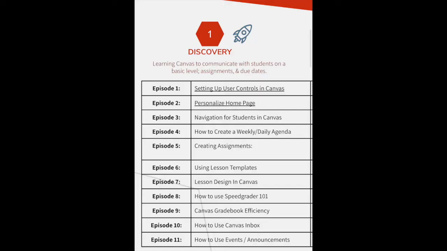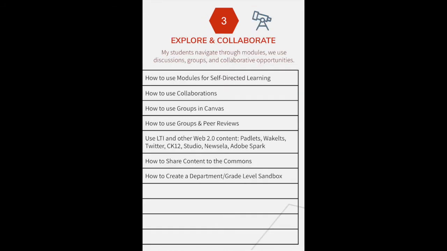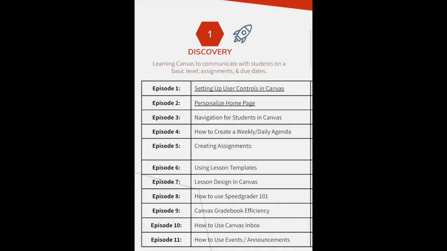So basically how the structure of this is working is that we have broken Canvas into 3 different levels. We have our discovery level, our create level, and explore and collaborate. And we have Canvas agreements, which is just a way to make sure that our district is approaching Canvas in the same way, and we have some consistency throughout all of our users and our students and family experiences. So we have broken into these 3 levels, and we are taking 1 per week, and we're going to work our way down the list.